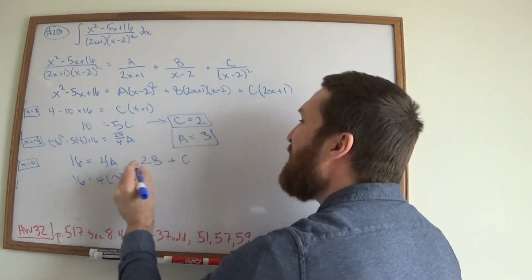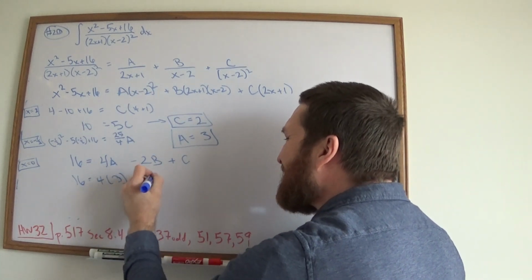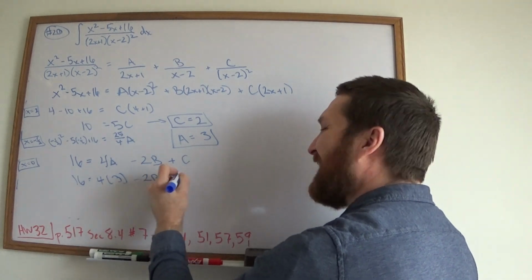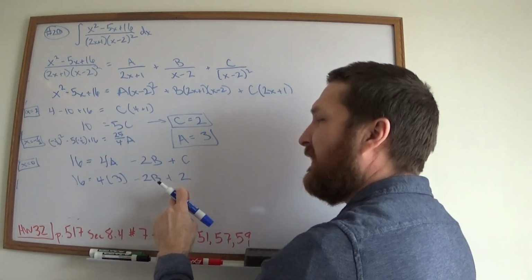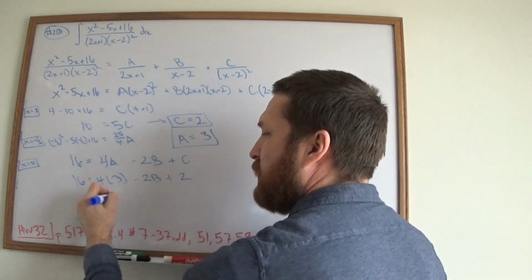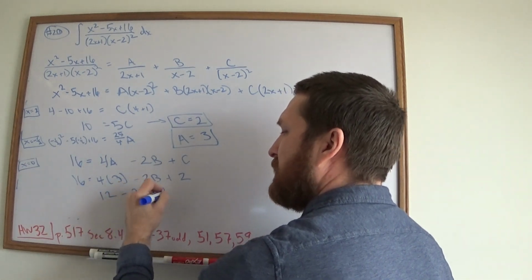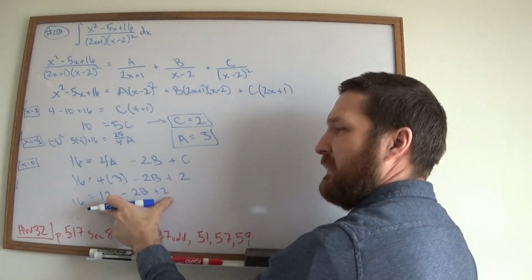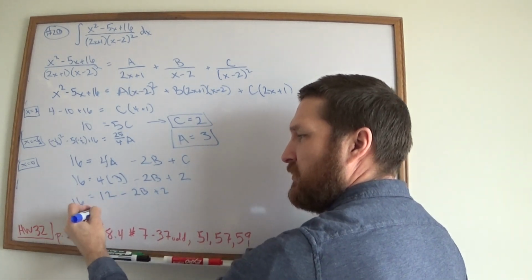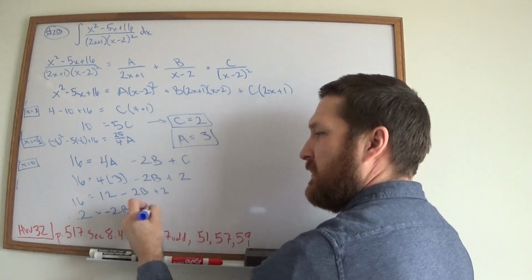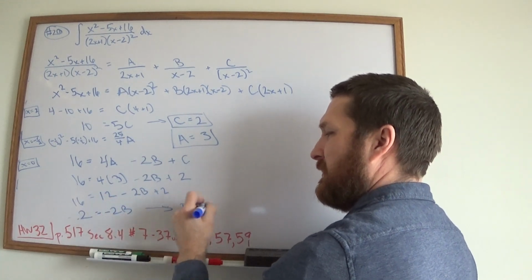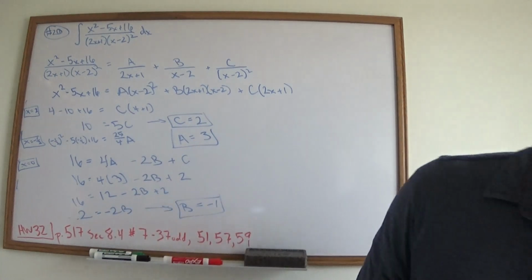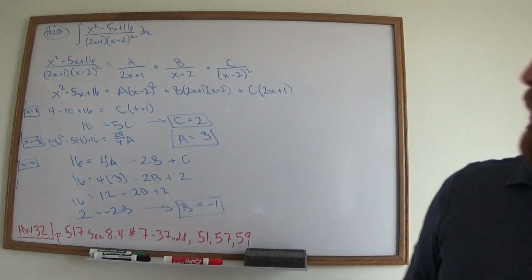See why people hate this? This is why people hate this. Okay, so that's 12 minus 2b plus 2 equals 16. 14, bring that over, and you get 2 equals minus 2b, so that b equals negative 1. Yes, that's what I got.